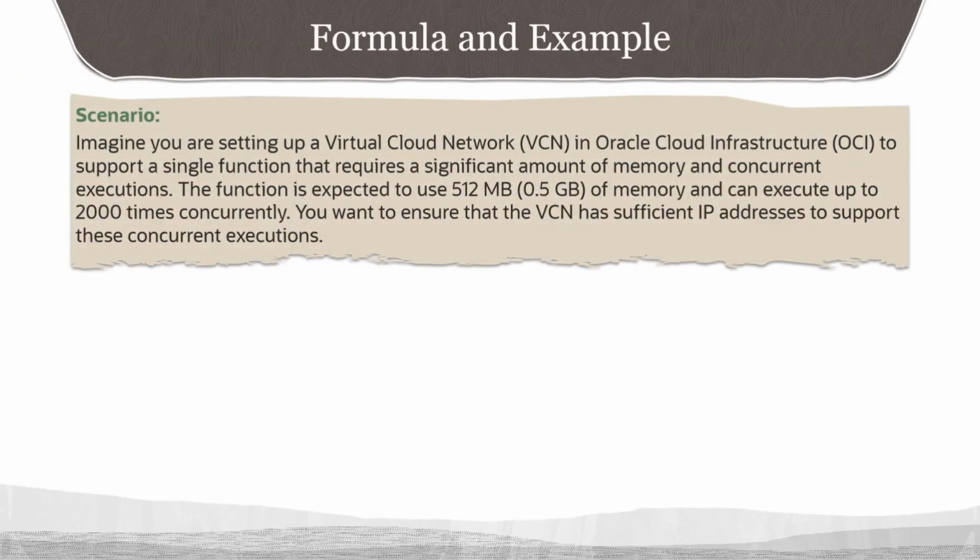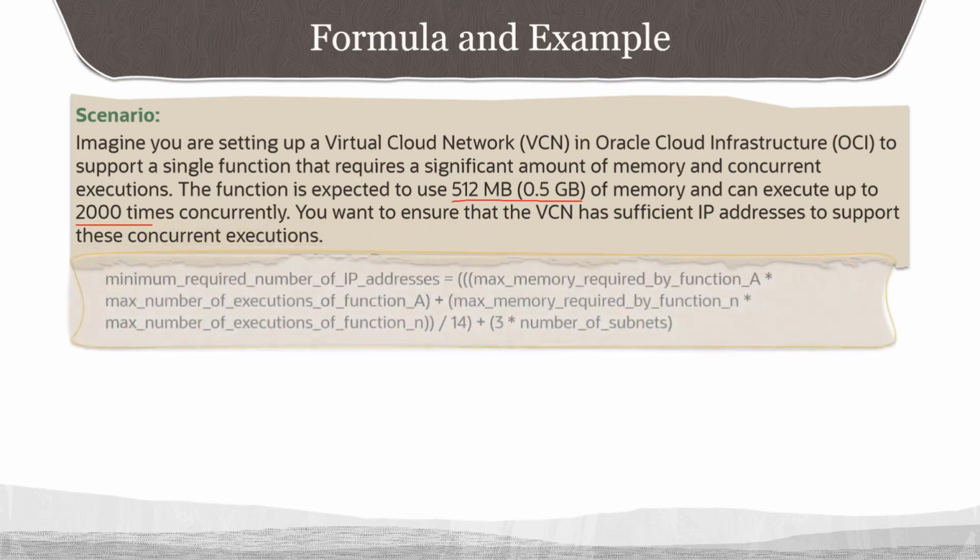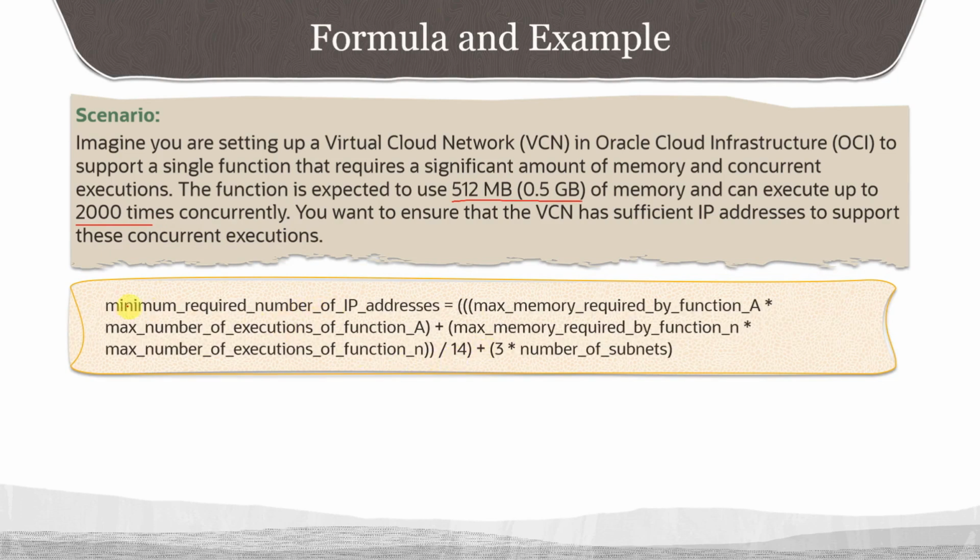Consider the following simple example with a single function and a VCN that has one regional subnet. Let's say that 512 MB memory, which is rounded to 0.5 GB, has been specified as the amount of memory that the function can use, and that you expect 2000 to be the maximum number of concurrent executions of the function. Let's also say that you expect all 2000 concurrent executions to be simultaneously using the full amount of memory specified for the function all at the same time. Here is the formula to calculate the maximum required number of IP addresses.